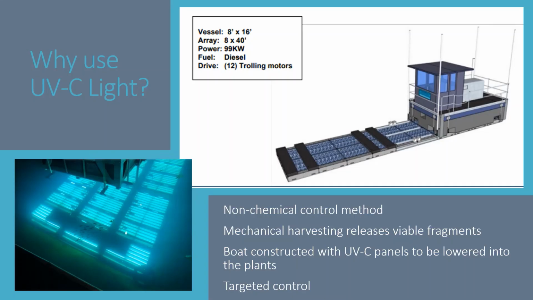So why are we interested in investigating the use of UVC light? First, it's a non-chemical control method. Chemical methods are generally prohibited in Tahoe, and physical methods are highly regulated. Therefore, we need to look at alternative methods of controlling the plant population. The Tahoe Keys has been using mechanical harvesting for over 40 years, but mechanical harvesting creates a lot of biomass that needs to be disposed of, is also very labor intensive, and it can release viable plant fragments which float to other sections of the lake and cause increased infestation.